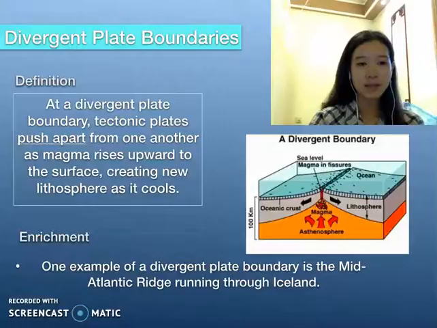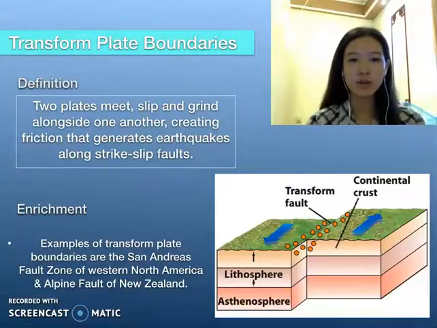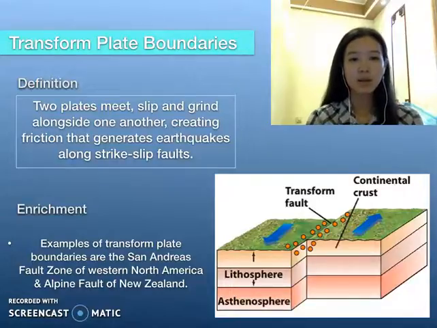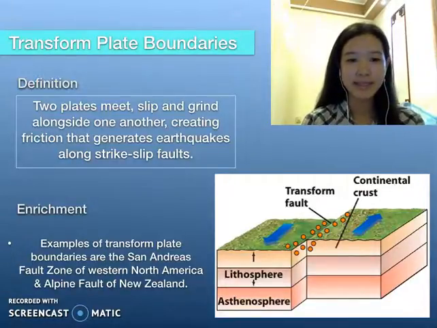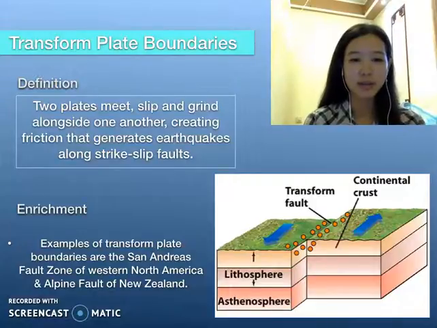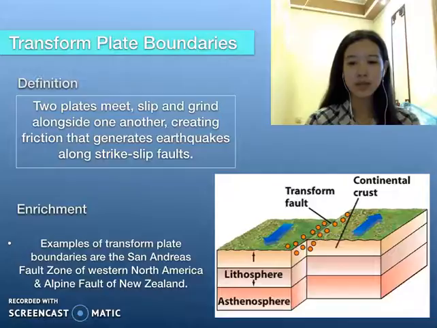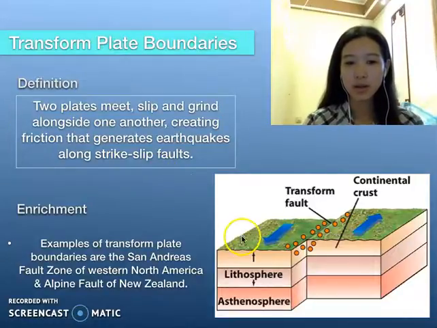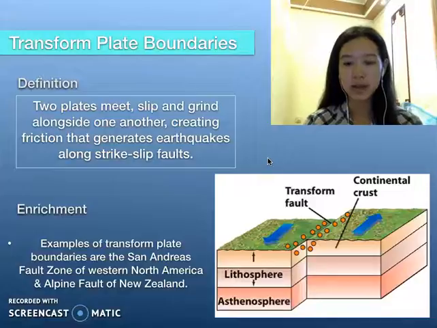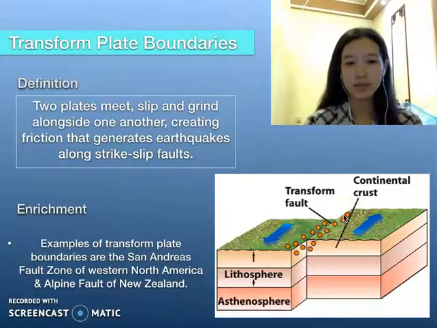And the second type of boundary is the transform plate boundaries. It is a place where two plates meet, slip, and grind alongside one another, creating friction that generates earthquakes along strike-slip faults. So in the diagram here, we can see that a transform plate boundary is when two plates meet and slip past each other, moving in opposite directions. And the orange spot here represents the faults caused by the transform plate boundaries.